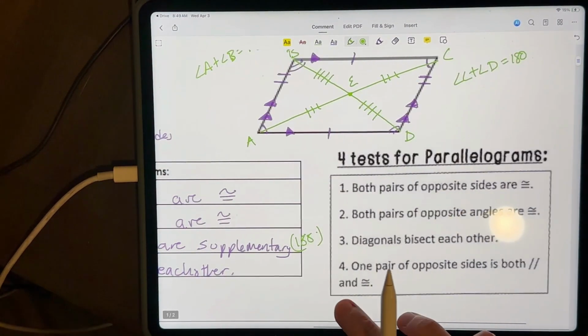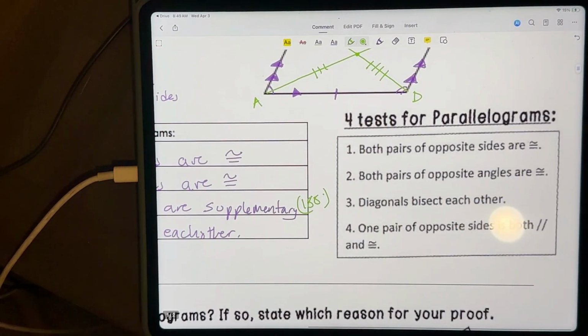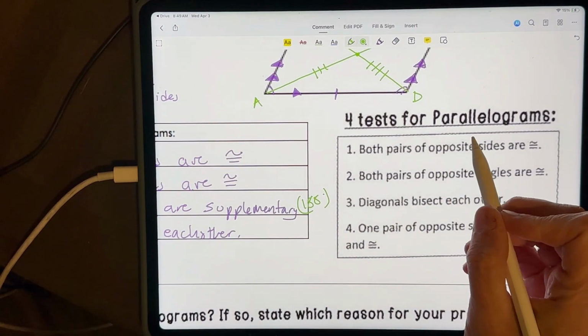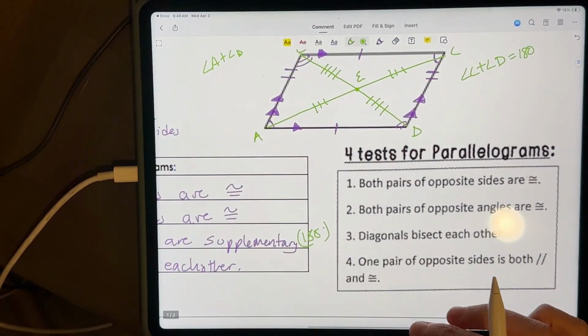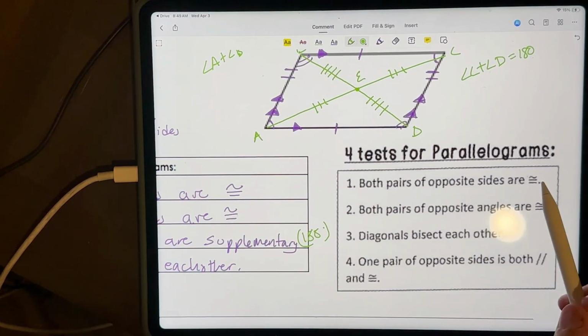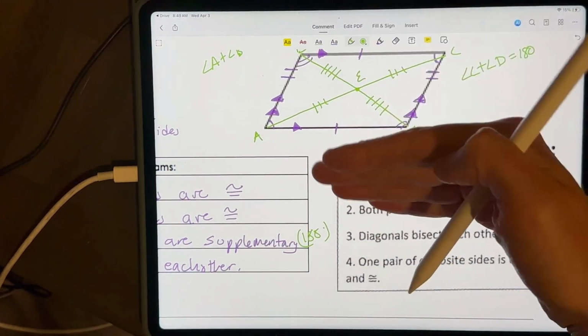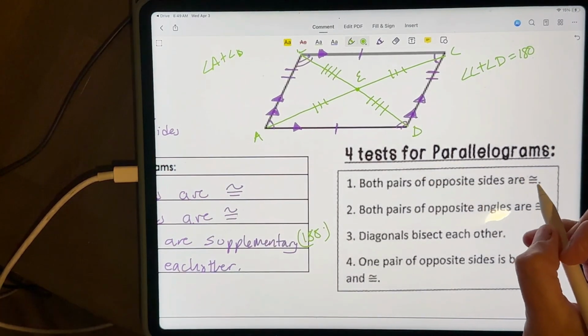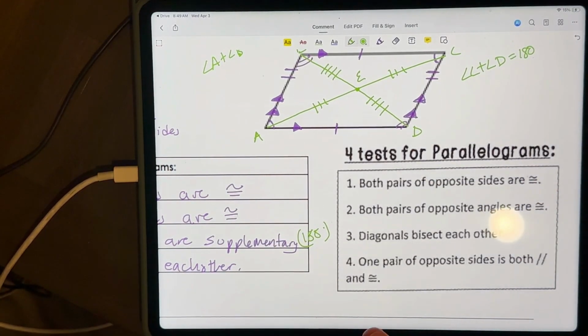All right, then we have these rules over here, okay. This is how you test for a parallelogram. So both pairs of opposite sides are congruent, okay. So again, both pairs of opposite sides, the top and the bottom, the left and right, are congruent. If they're all marked, you can say rule number 1 works.